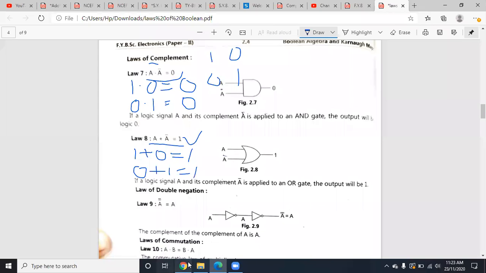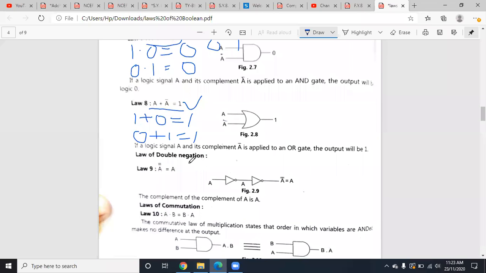So this is how you have to prove each and every law. For the remaining laws, I'm not going to prove each and every one, I'll just state it. This is the law, this is the answer and this is the logic diagram. Whatever sign is used in between, the same gate you have to use. If there is a dot, you use an AND gate. If there is a plus sign, you use an OR gate. You have two inputs and a single output.